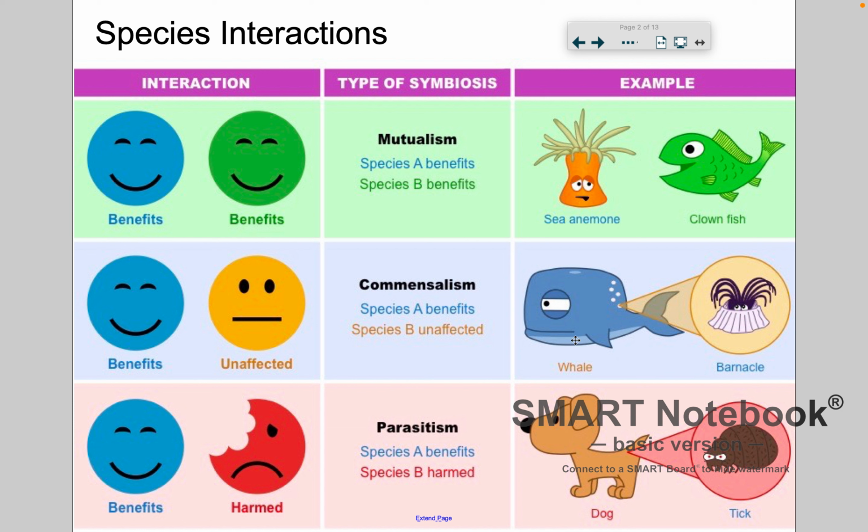So barnacles on whales would be an example, because the barnacle doesn't harm the whale, but it does give benefits to the barnacle. Barnacles are sessile, they don't move, so now they basically have movement, they can travel, and other barnacles can latch on and form their own colony there. And then benefits and harms is parasitism. So one organism benefits from it, like a tick on a dog, while the dog is harmed by that.